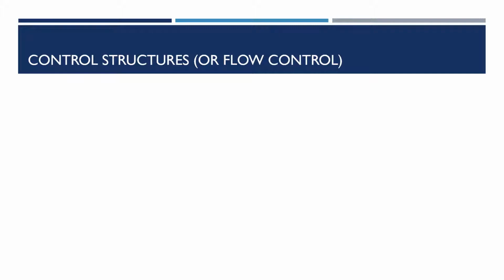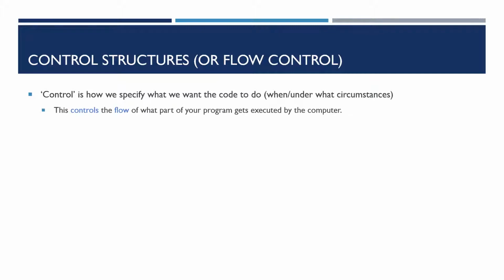So our control structures, or flow control structures, simply give us a way to tell the computer what we want run by that computer, so what we want to execute, and what conditions need to be met, or under which circumstances. So this controls the flow of what part of your program gets executed by the computer.